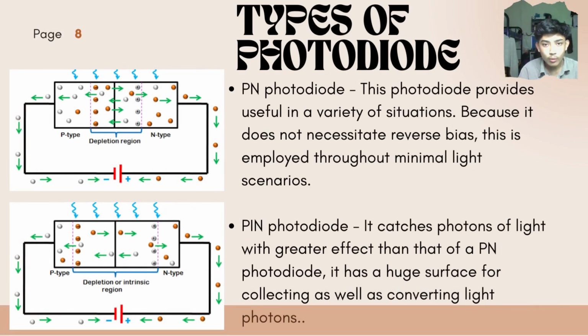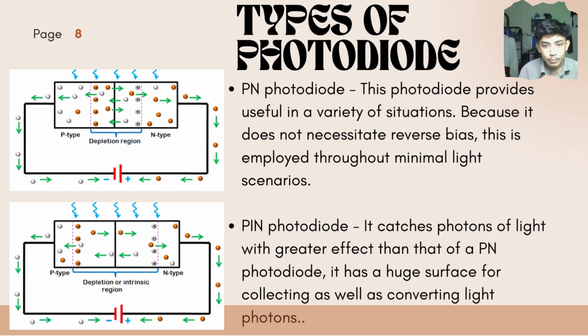We go to types of photodiodes. The first one is the PN photodiode. This photodiode is useful in a variety of situations because it does not necessitate reverse bias. It is employed in minimal light scenarios.